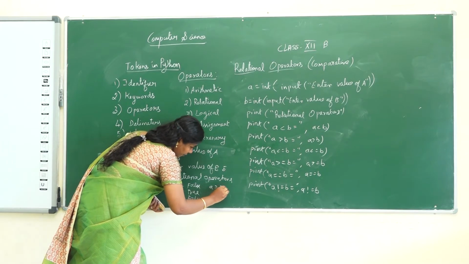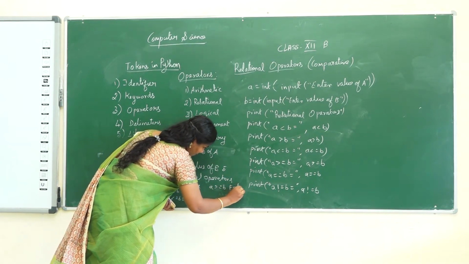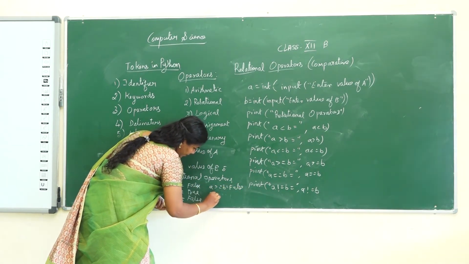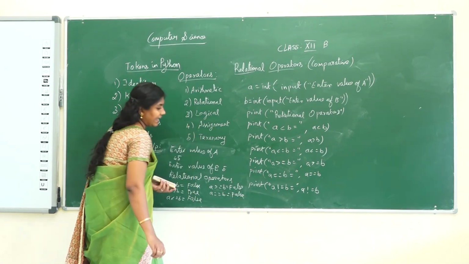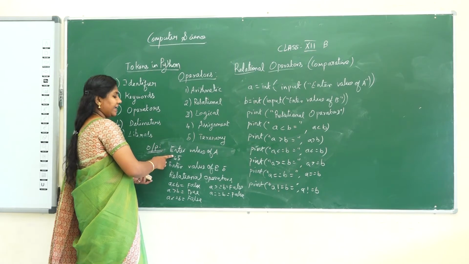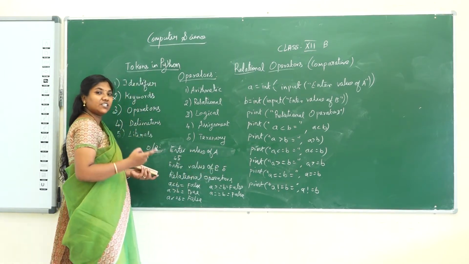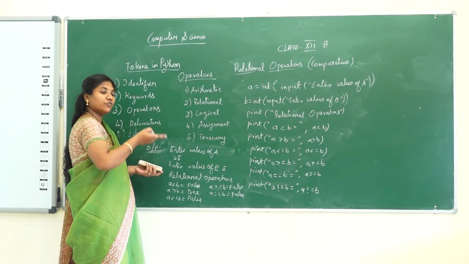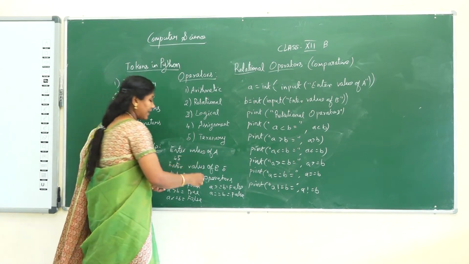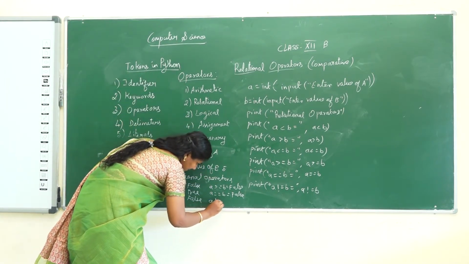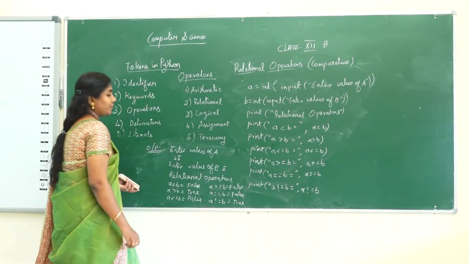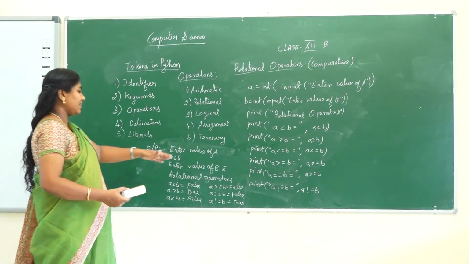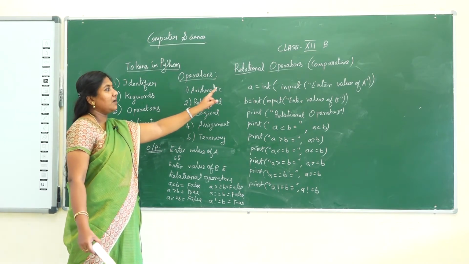So A greater than or equal to B also false, A equal to B also false, and A not equal to B. A is not equal to B, so the condition is true. But you have to use the not one. Okay, so then what will be the value? True. So A is not equal to B. These are the outputs for the relational operators.